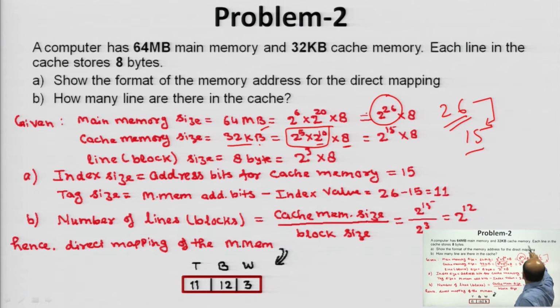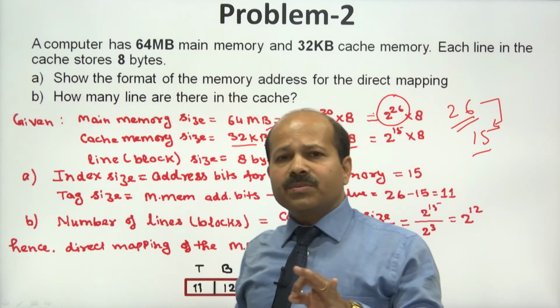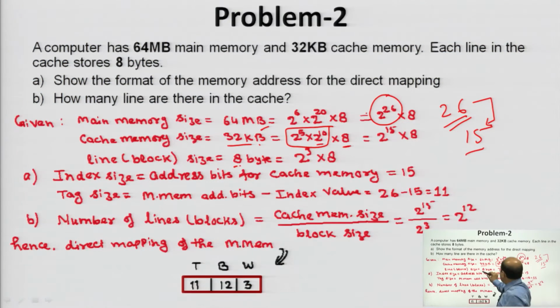Now, in this question what is given? Each line in the cache stores 8 bytes. Line here means block. So, one block equals 8 bytes, that means 2 to the power 3 words can be stored in one block. Now, the question says to show the format of the main memory address for direct mapping. In this case, direct mapping is asked. So, in case of direct mapping, we have to calculate the tag bits and the index bits, then the number of blocks and number of words, that is, bits for blocks and bits for words.